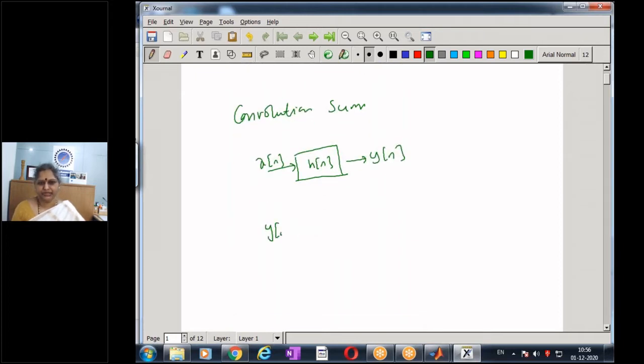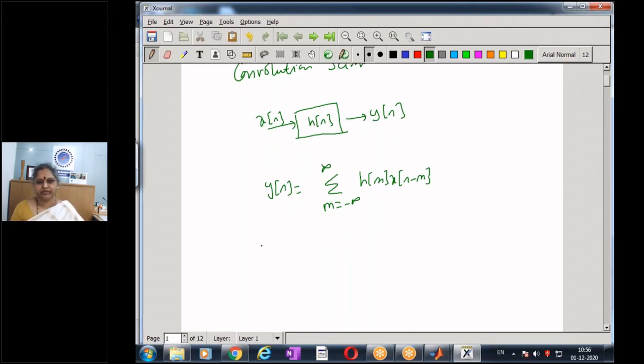We know that the output y of n is given by the convolution sum for a linear time invariant system, which is given by the sum from minus infinity to infinity of h of m, x of n minus m. Either way, I can write x convolved with h or h convolved with x. And if we now take a special input, wherein my input x of n is going to be e to the power of j omega n, a complex exponential signal.